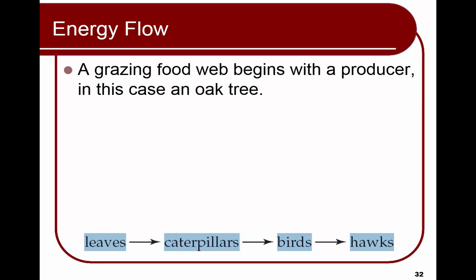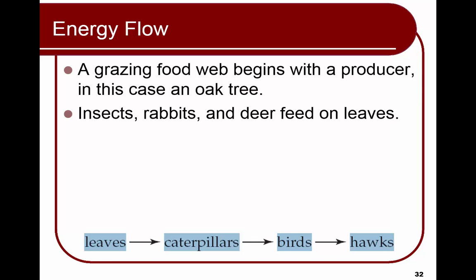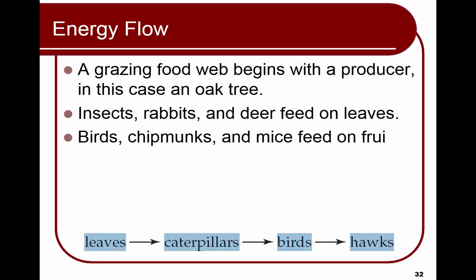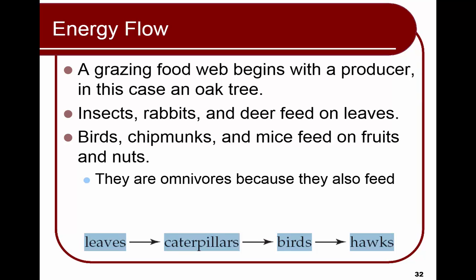A grazing food web flows from producer, in this case the oak tree, and the insects and rabbits and deer eat the leaves, and the birds and the chipmunks and the mice eat the fruits and the nuts, and they're omnivores because they also eat the caterpillars. And then the caterpillars are also eaten by birds, and the birds are eaten by the hawks.